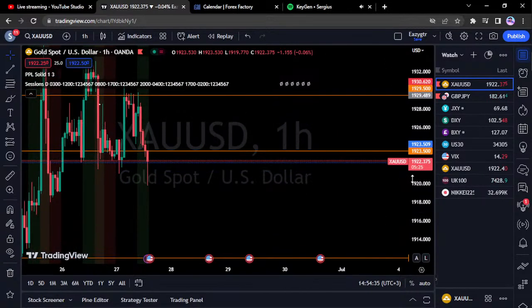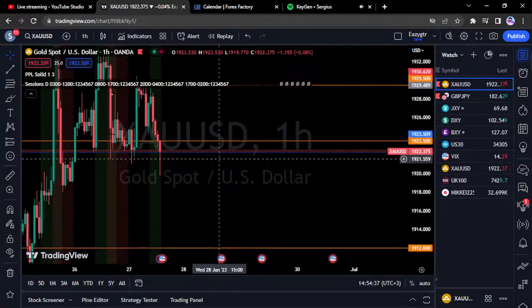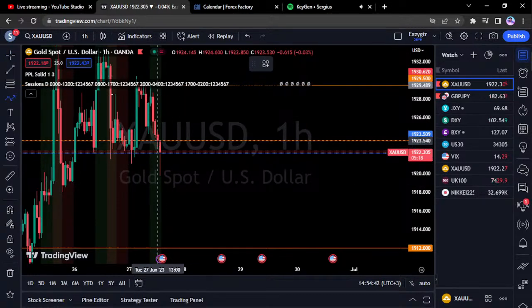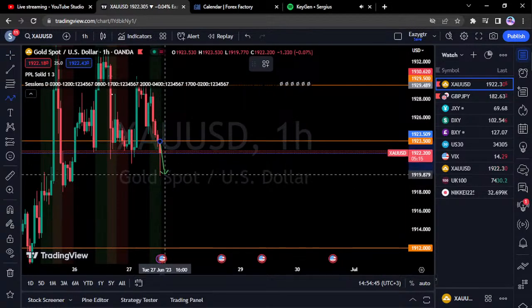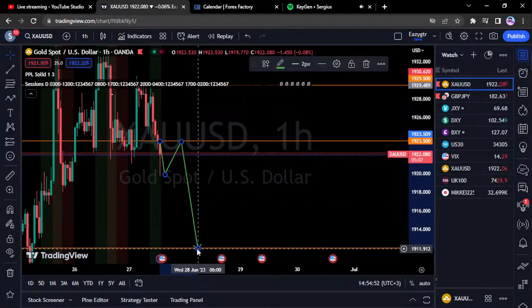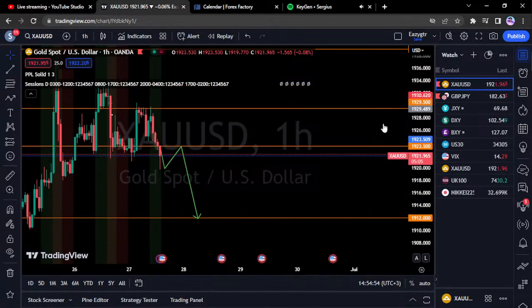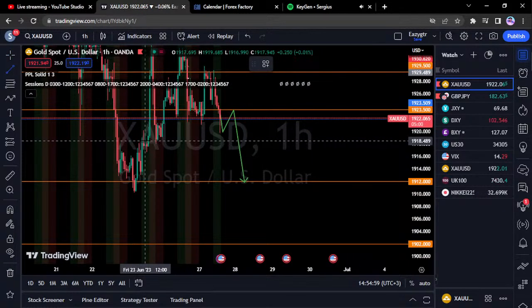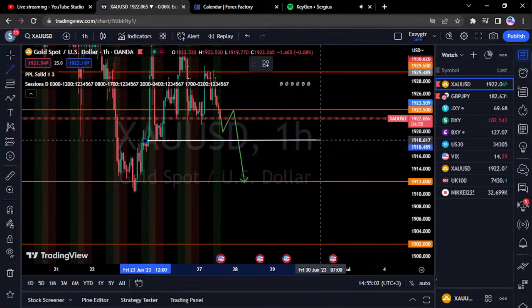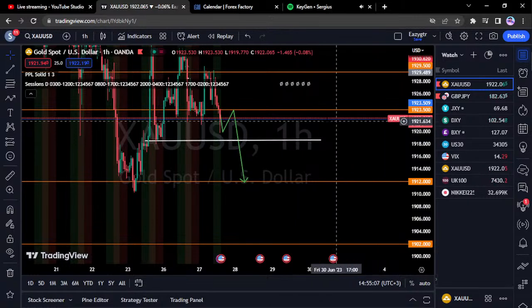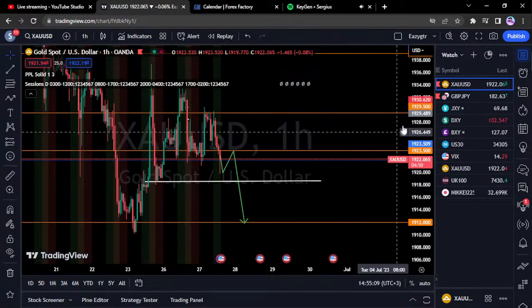So currently price is at 1922. I'm expecting it to do something like this. So it broke. I need it to retest 1923 for more sells. Else we could get a small scalp below here if price breaks through impulsively. So those are the two trades I'll be looking to execute on gold today.